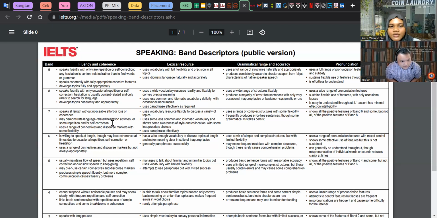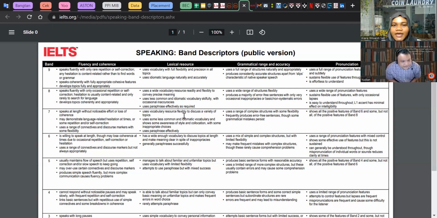And you also need to use a range of connectives and discourse markers with some flexibility. This means that you need to connect one sentence to another and make it flow naturally. Okay, I think I understand.